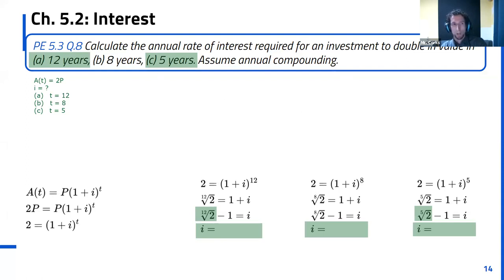Okay, so the trick here is just noticing AT is equal to 2P, and then we don't actually need to know either of them. They'll just disappear. The P variable will disappear, and we'll just have 2 equals whatever, and then solve from there. We could do the same thing and say, how much time would it take our investment to triple in value or become 10 times bigger or whatever?